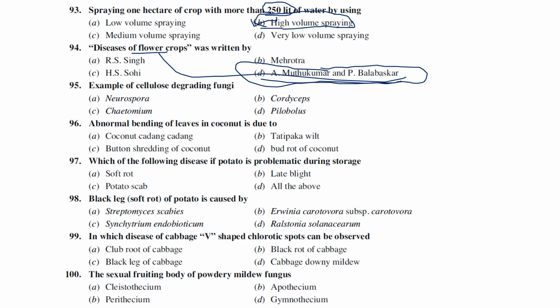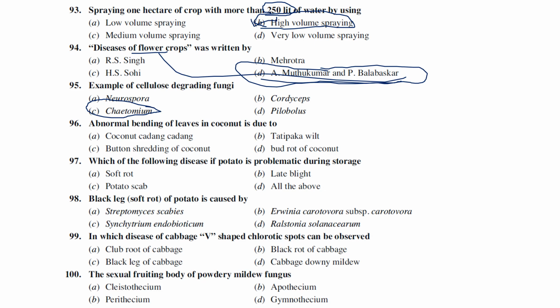The next question is examples of cellulose degrading fungi. Which of the following is an example of cellulose degrading fungi? Neurospora, Cordyceps, Chaetomium, and Pilobolus. Probably Chaetomium actually degrades the cell wall. Probably Chaetomium globosum. It's actually a biocontrol agent, but it is also known to degrade cellulose, I think.